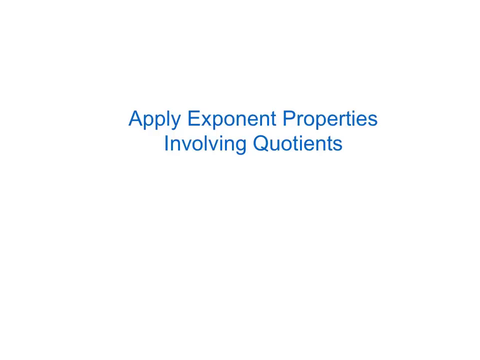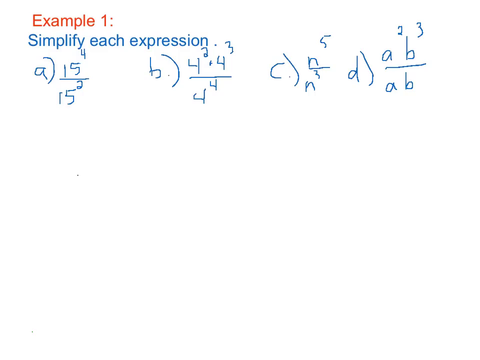Alright, we're going to continue talking and working with exponents. Now we're going to look at when we have to divide. If we look to simplify these, looking at part A, we have 15 to the 4th divided by 15 squared. If we write that out expanded, we have 15 times 15 times 15 times 15 all in the numerator. The denominator, we have 15 times 15.